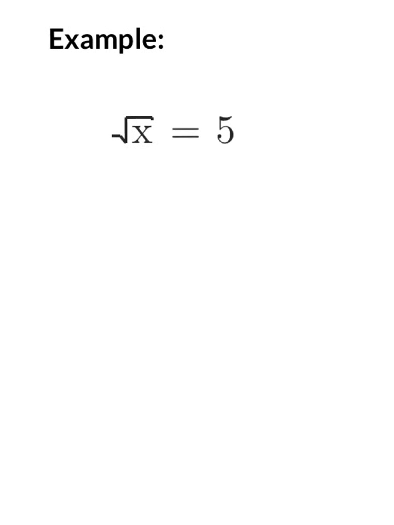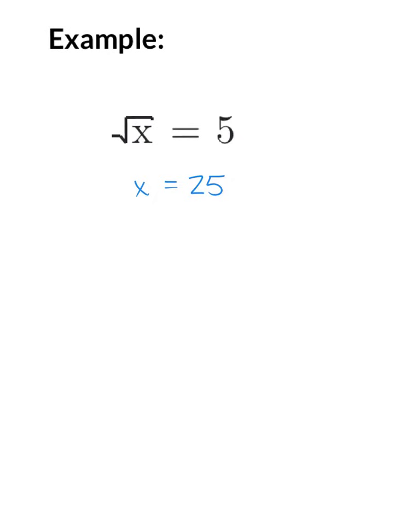Alright, so let's go ahead and look at a basic example. We have the square root of x equals 5. We are asking, the square root of what number is equal to 5? Well, hopefully you know that the square root of 25 is equal to 5. And so that is going to be our answer, x equals 25.